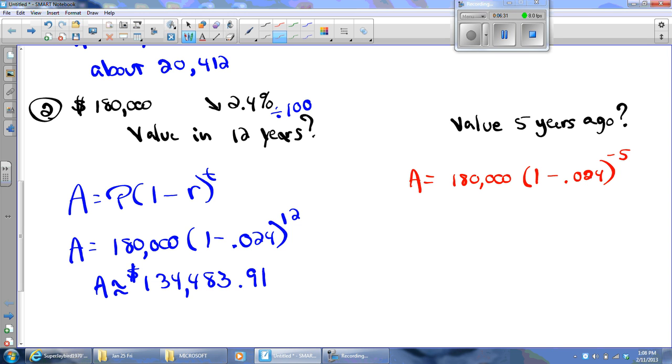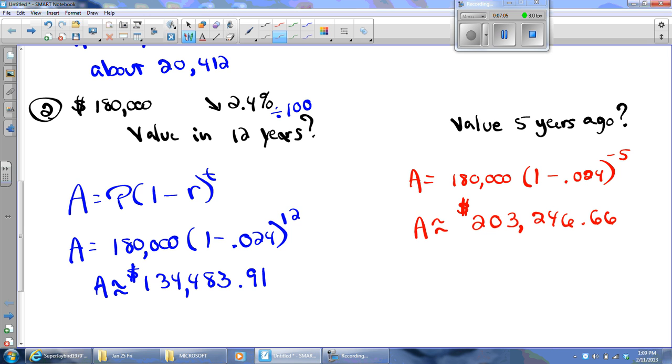And then all I have to do is type that in, 180,000 times the quantity of 1 minus 0.024, and I'll raise that to the -5th power. Oops. And then it means that the house was worth approximately $203,246.66. So we're just basically using the formula and plugging and chugging.